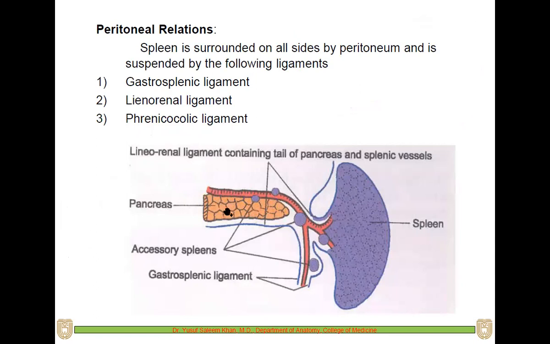If you see here, this is the tail of the pancreas coming in close contact with the hilum of the spleen, with the hilum. This is the diaphragmatic surface. This is the visceral surface of the spleen.